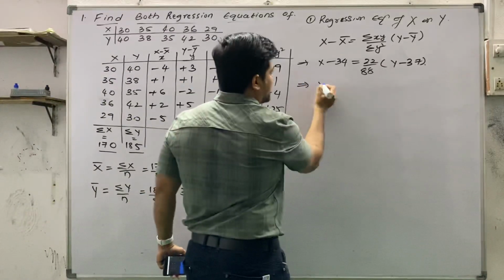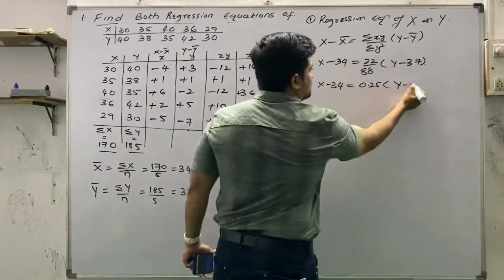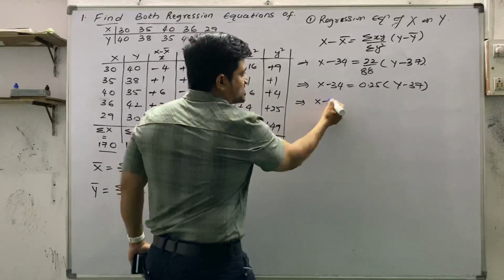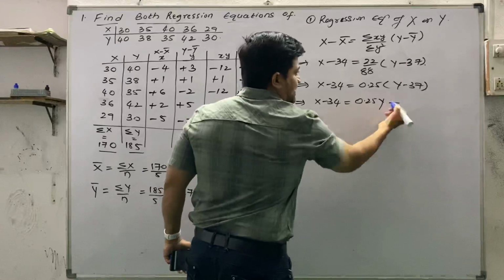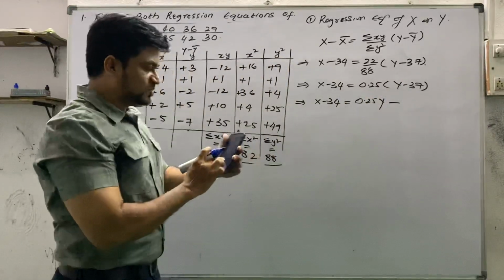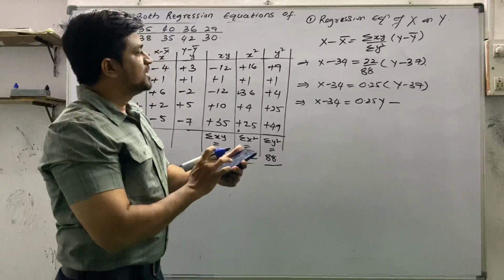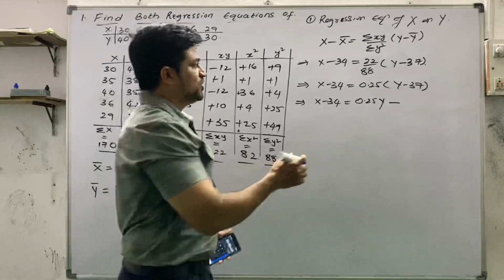0.25. This implies x minus 34 equals 0.25 into y minus 37. Now, x minus 34 as it is, this value is multiplied to y minus, then 0.25 is multiplied to 37, which gives 9.25.